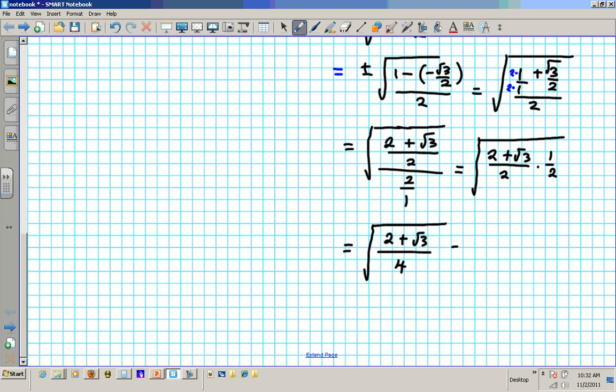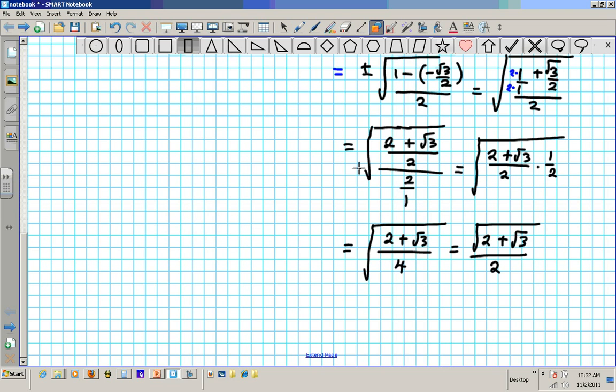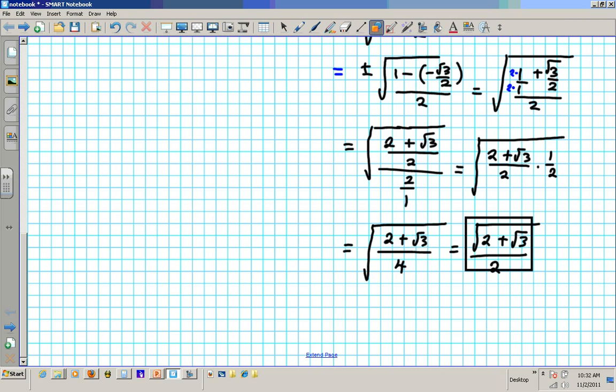You may not have a fraction as a radicand as we have here, so we need to split this radical to the top and the bottom. So the top is going to be 2 plus root 3, and the square root of 4 is simply going to be 2. And there goes your answer. The square root of 2 plus root 3 divided by 2. Okay? So that's that.